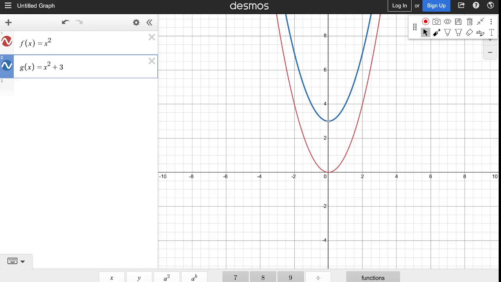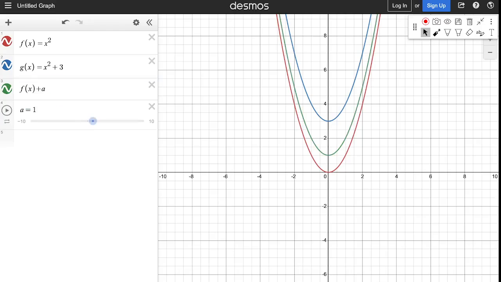So what I'm going to do is, let's go with one more function. We're going to take our original function, f of x. I did it backwards again. There we go. And we're going to add to it some value. Let's just call it a. And we're going to put a slider in for a. So a is 1. Notice when a is 0, you get the point. It's right on top.